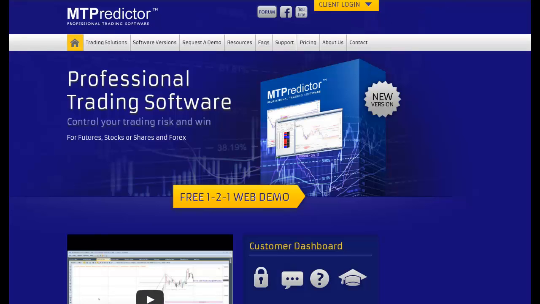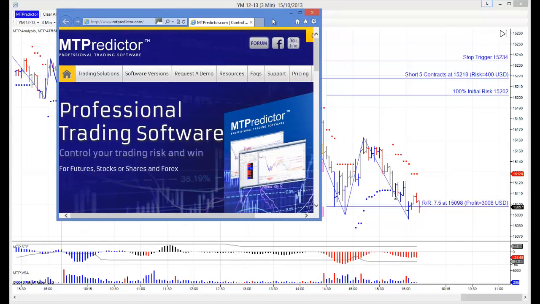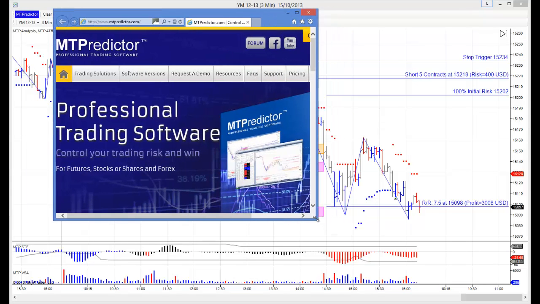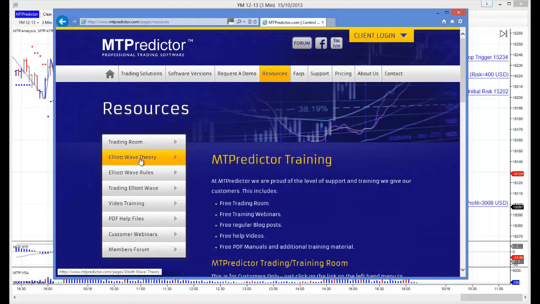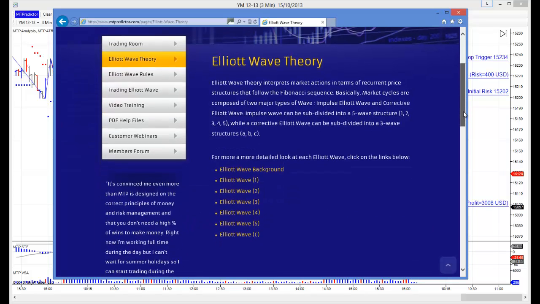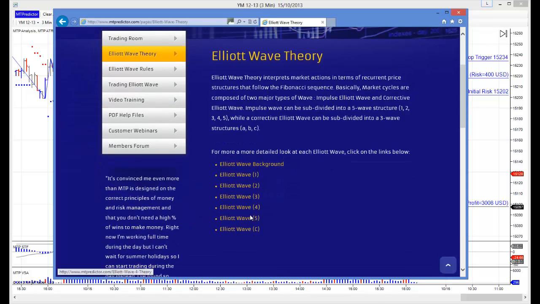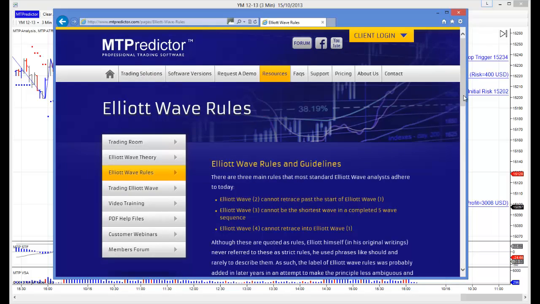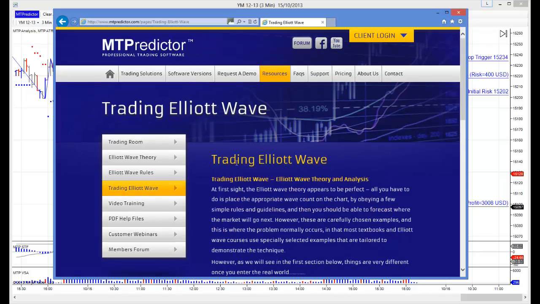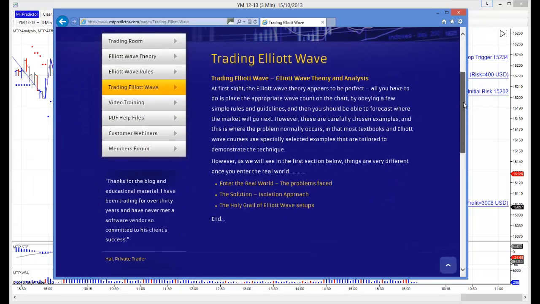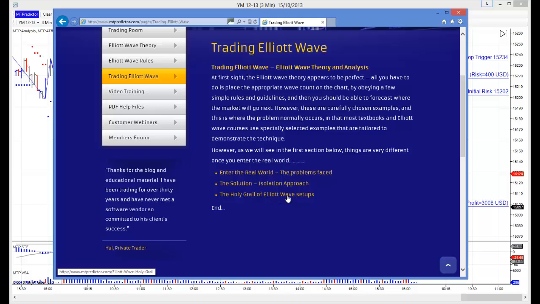If you'd like to find out some more information on how we trade some of these, I'll just go to the MTPredictor website. I'll just bring this into the video. And we've got a new section in our resources tab here on Elliott wave theory. This gives an indication of how I view the Elliott wave patterns in the context of my unique isolation approach. I then have a look at the Elliott wave rules and guidelines, some general things here, and then how to trade Elliott wave. And in particular, the one we're looking at in the YM was the Holy Grail of Elliott wave setups, which is this one here.